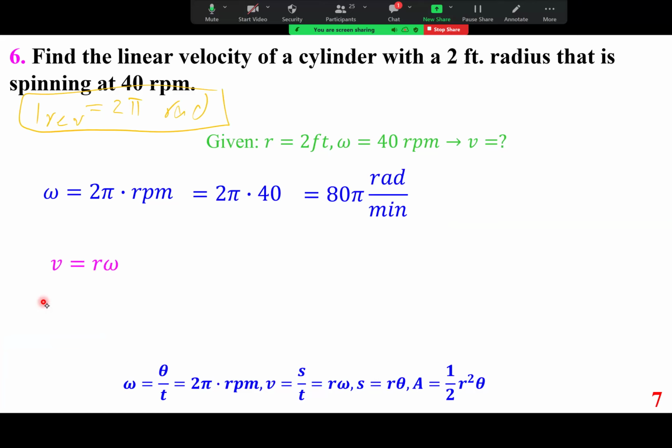V equals r omega, and r is given as 2. Omega is 80 pi, and we get 160 pi precisely, roughly 502.65 feet per minute. Please pay attention to the conversion of the units and the fact that we use decimals versus exact answer. Always show the exact answer in your work, always.